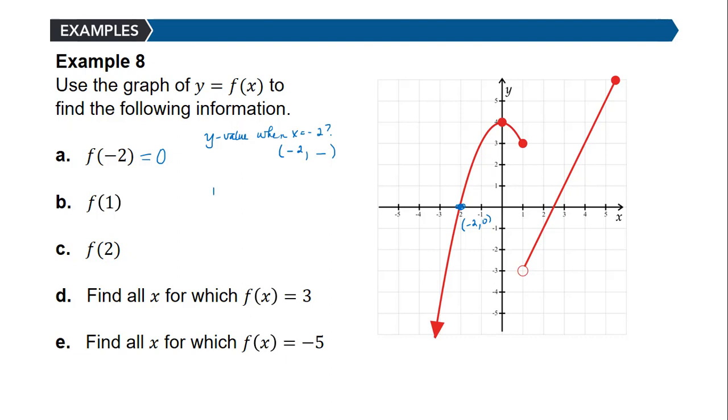f of 1 means what is the y value when x is 1. If we go to 1 on the x-axis, notice that it looks like there's 2 points, but remember, with the definition of a function, for every input there can be only one output. If we go up, we see the closed point 1, 3. Going down, we see an open point 1, -3. Well, the open circle means that point is not included in the graph. The closed circle is included. f of 1, therefore, is just simply 3.